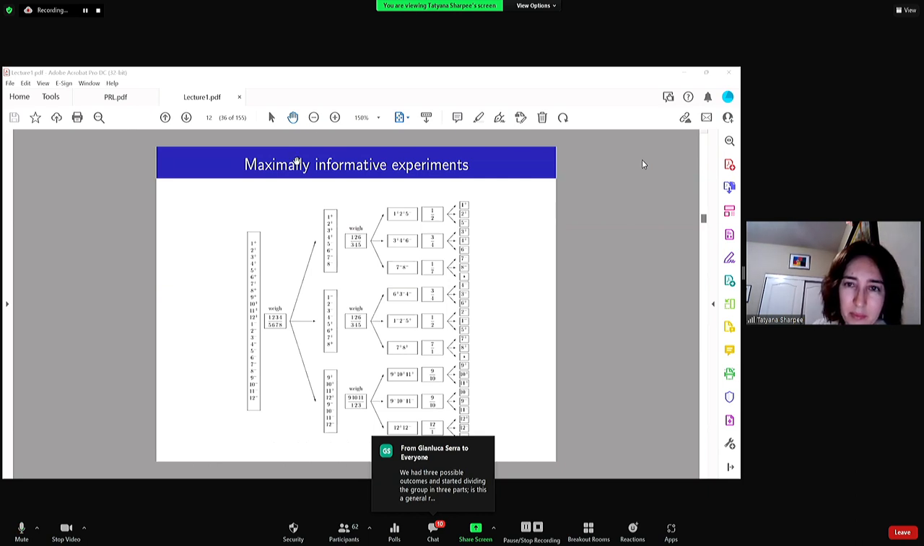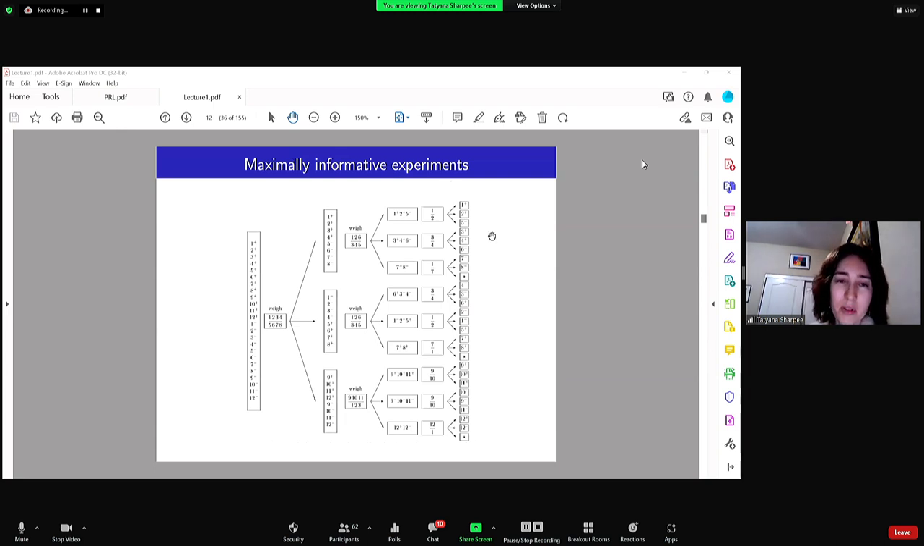There is another question from Gianluca. We had 3 possible outcomes and started dividing the groups in 3 parts. Is this a general rule? Yes, it's an approximation to the general rule. So with one measurement, if we had 2 alternatives, you can learn 1 bit of information. If you have 3 alternatives, you can do log of 3 base 2. So we would like to set up into these 3 equidistant opportunities, so that the probabilities are approximately equal.